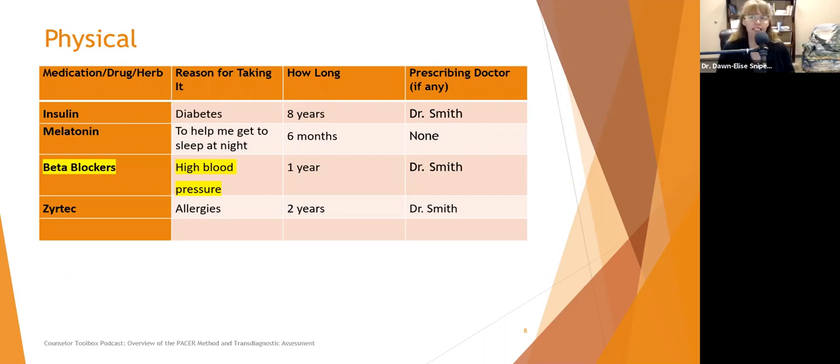Beta blockers he's taking for high blood pressure. He's been taking it for about a year with Dr. Smith. If you've worked with clients who have been on blood pressure medication, you know that there is a very, very small window of the right dose. My grandmother was on blood pressure medication for a while, and they would regularly have to alter it based on her weight and her hydration and everything else.